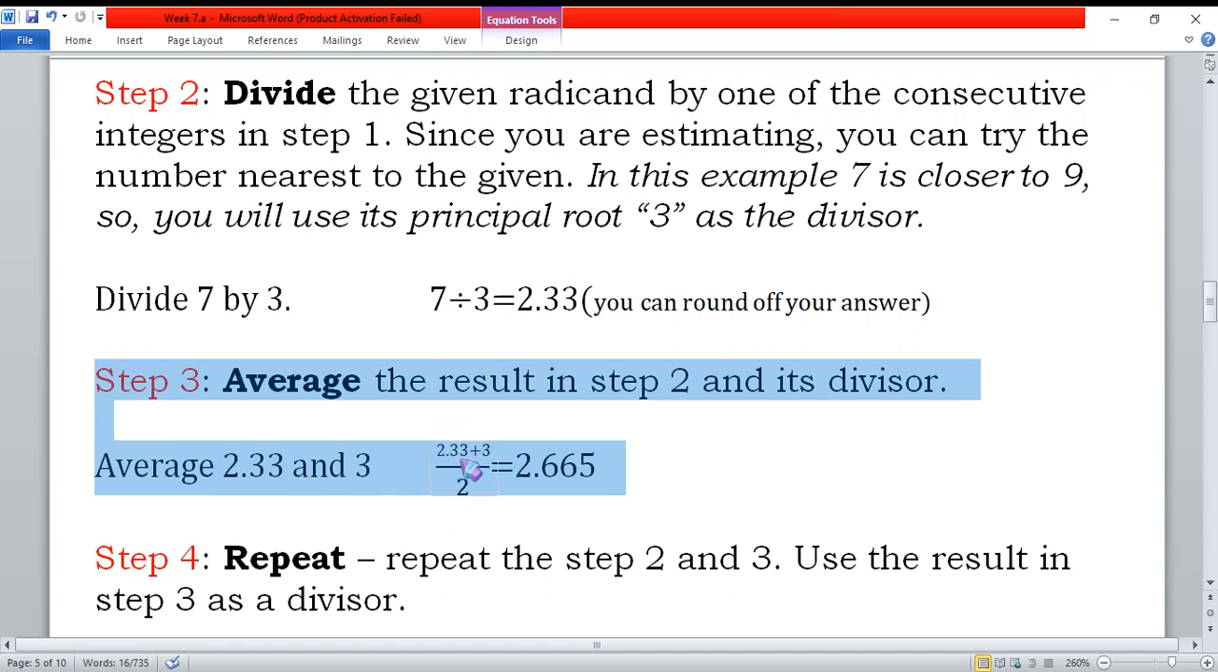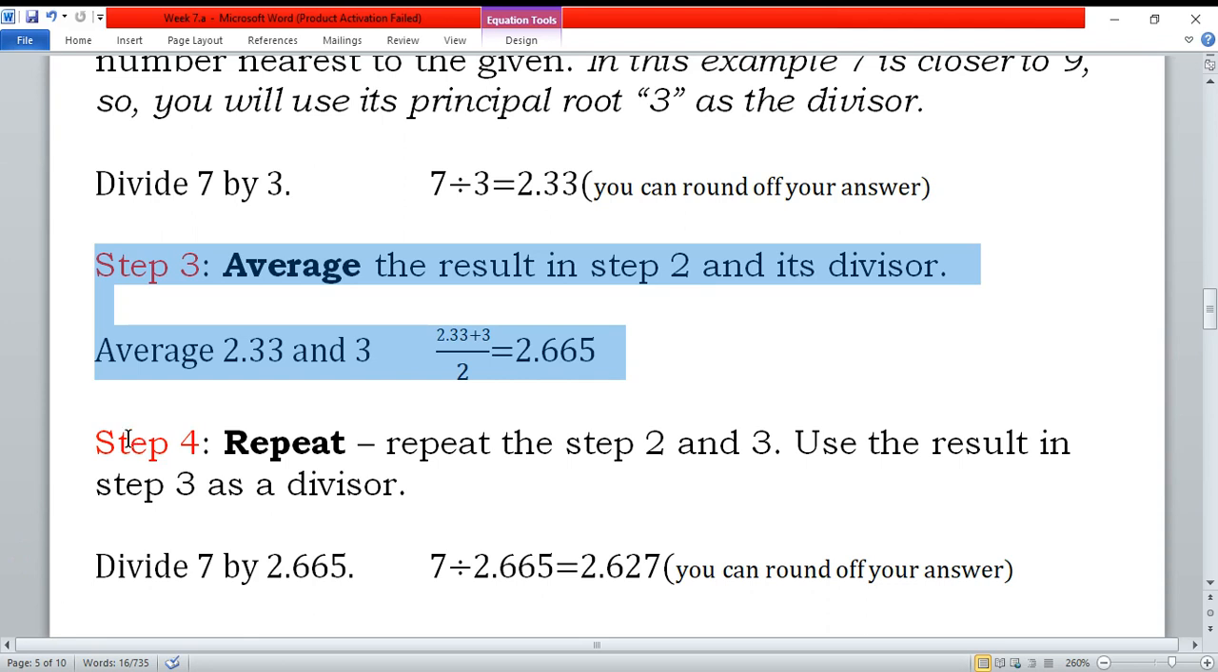So, taking the average of the quotient and the divisor na nasa step 2. So, the result will be 2.665 or 665 thousandths. Okay, so this one is tenths, hundredths, thousandths. So, 665 thousandths. Okay, so that's step 3.